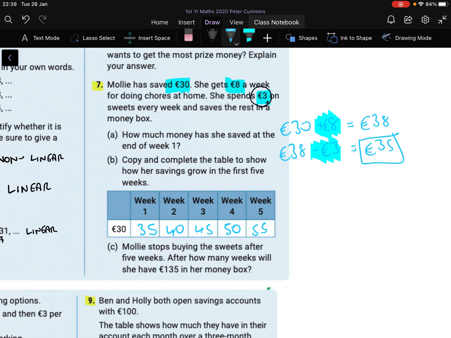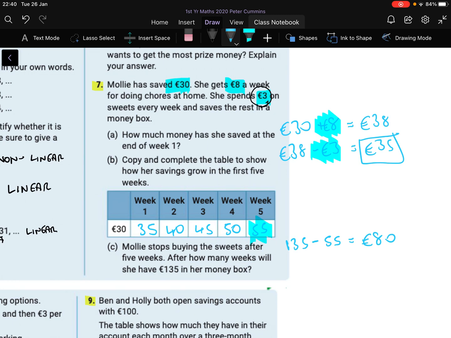Okay, the last part then. Molly stops buying sweets after the 5 weeks. After how many weeks will she have 135 in her money box? Well, you say, okay, how much does she have to save then to get to 135? So 135 is where we're trying to get to. Take away the €55 that she has at the end of week 5. And that is going to give us €80. So she has to save an extra €80. And from now on, she's not going to be buying sweets.